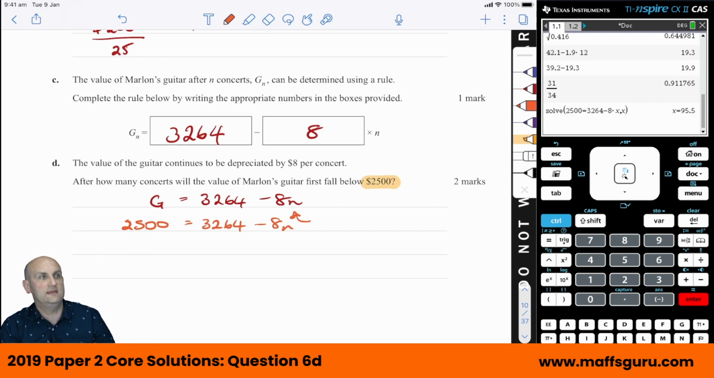So what they're telling me is that after 95 and a half concerts, if I solve that equation, the value is going to be exactly 2,500. So in which case we would round it up to the next value, which would give me that N would be equal to 96 concerts.